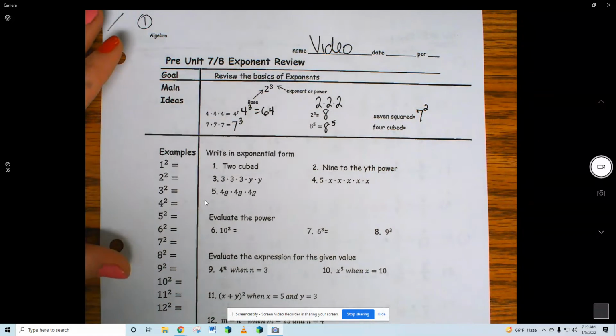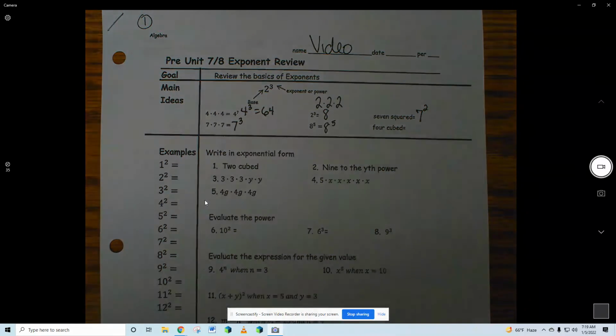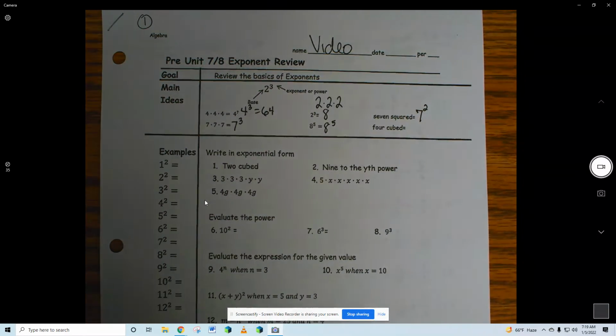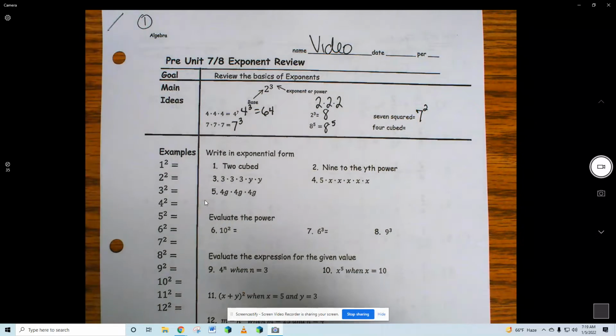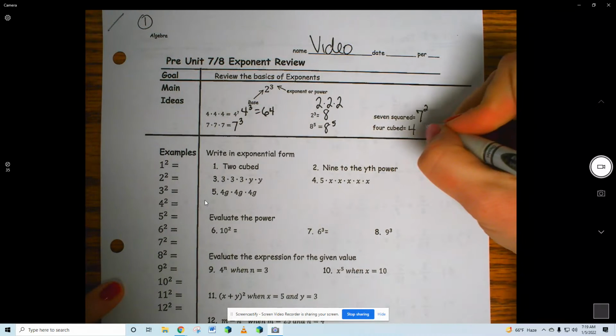4 cubed. What does cubed mean? A cube is a 3-dimensional shape. I don't even have one in the room. It's a box. I don't have a box. Okay. It's a cube. 3-dimensional. So a 3 is the exponent we use for cube. 3-dimensional cubed. A square is 2-dimensional. That's why we use the word squared for a little 2 exponent. 4 with a little 3.